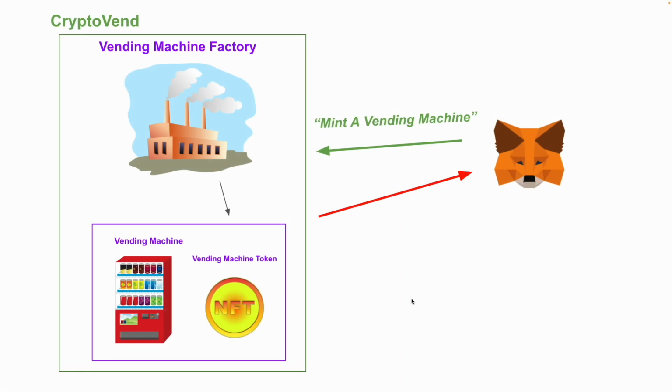So when you say mint a vending machine on CryptoVend, what you're doing is interacting with three smart contracts on the back end. You have a vending machine factory contract, which mints you a vending machine contract, which handles payments to it, as well as the ownership properties. And it's associated with a vending machine token, an NFT, an ERC-721, which allows ownership to be readily identifiable. And that is associated with a vending machine number. So the vending machine token is a way for you to authenticate who you are and for you to be the one who can withdraw payment from a vending machine.